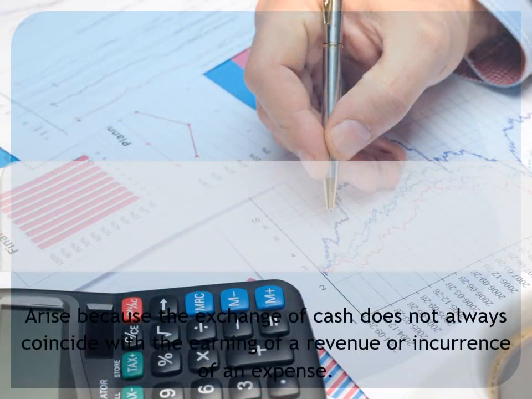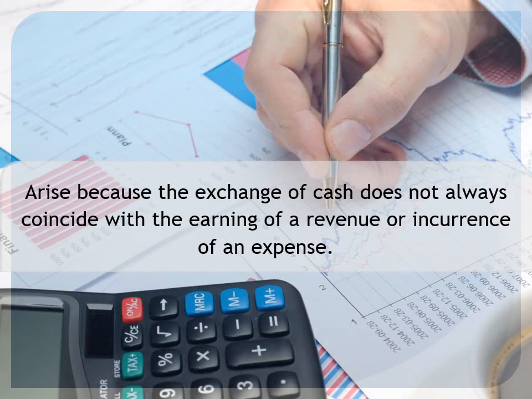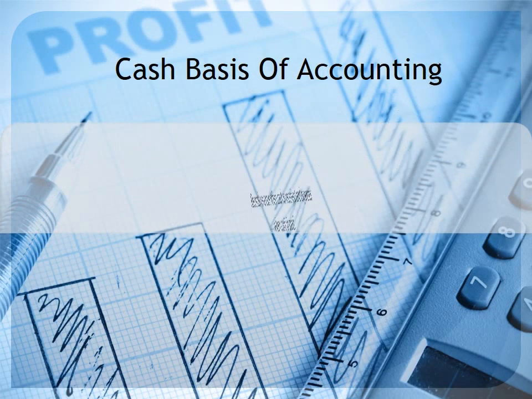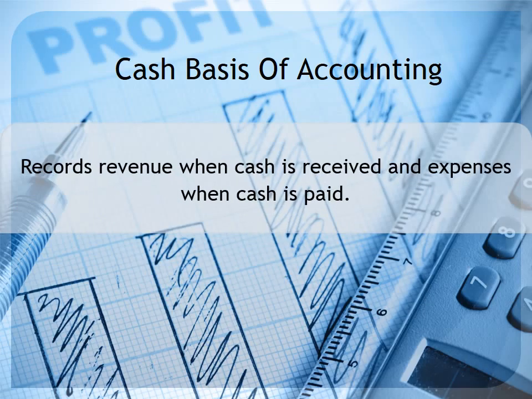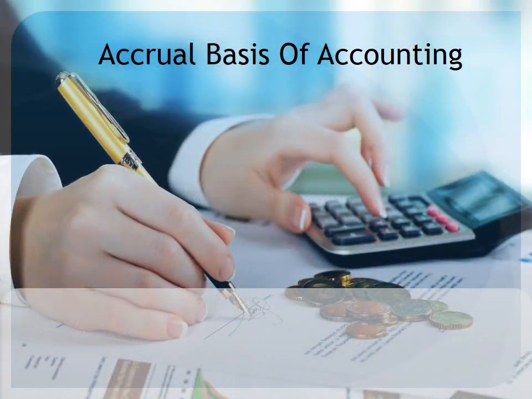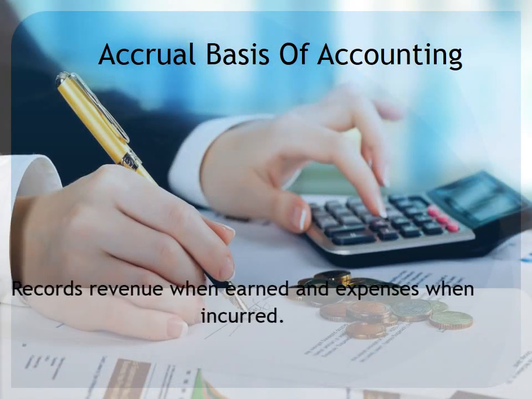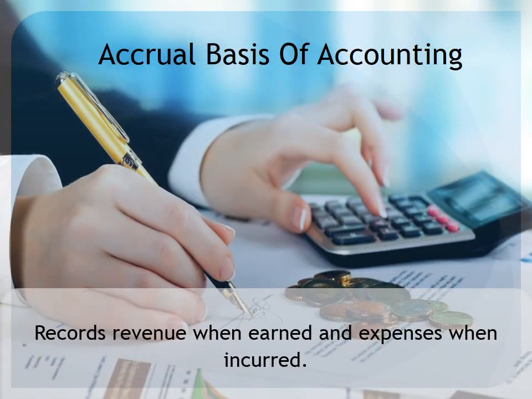The matter of such entries arises as a result of the exchange of cash not always coinciding with the earning of a revenue or incurrence of an expense. The adjusting journal, and accounting as a whole, is concerned with two methods of documenting information: the cash basis of accounting, which records revenues when cash is received and expenses when they are unpaid, and secondly, the accrual basis of accounting, where revenues are recorded when they are earned and expenses when they are incurred.